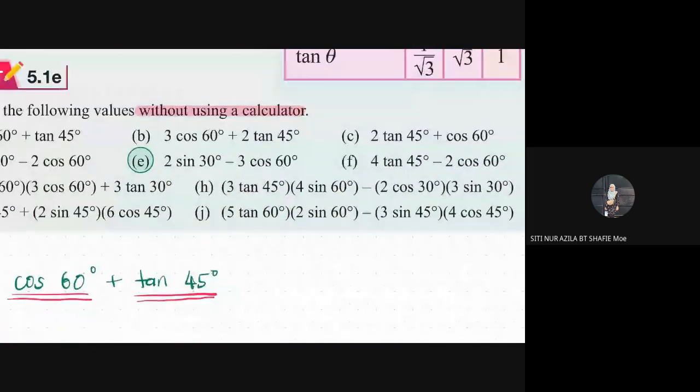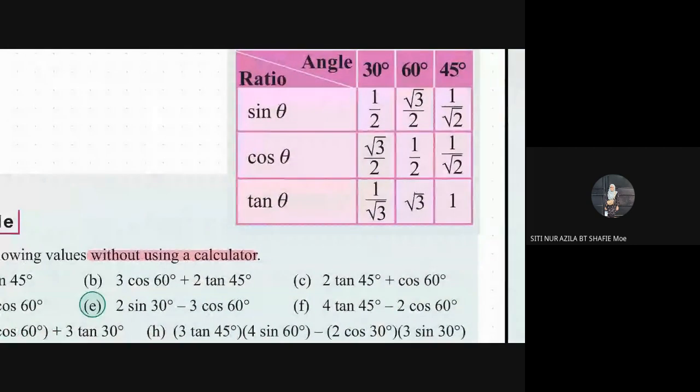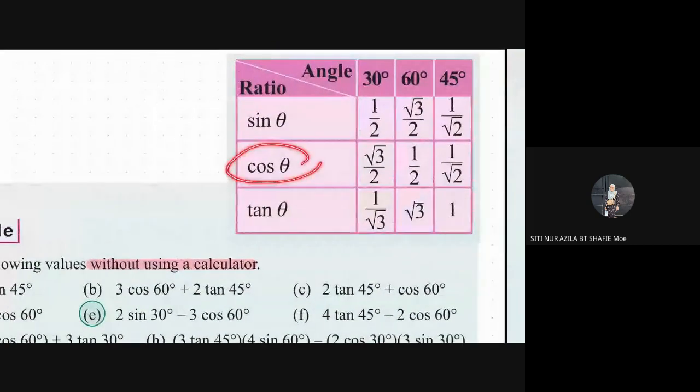Now we want cos 60 degrees. So the value is 1 over 2.